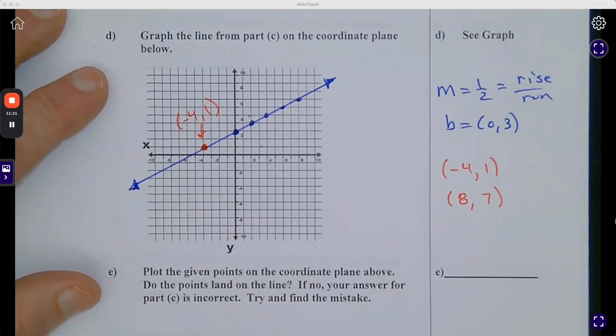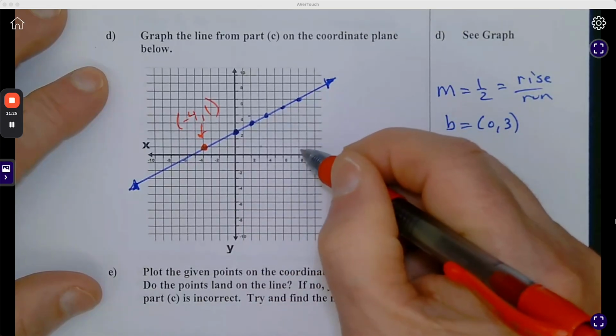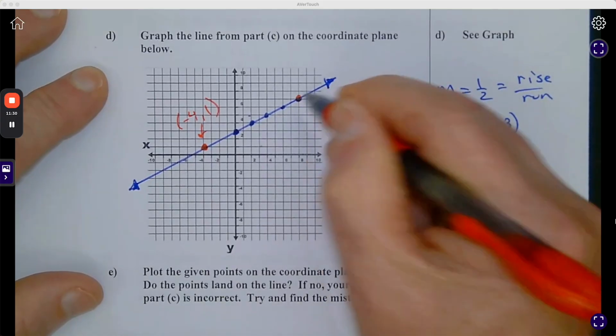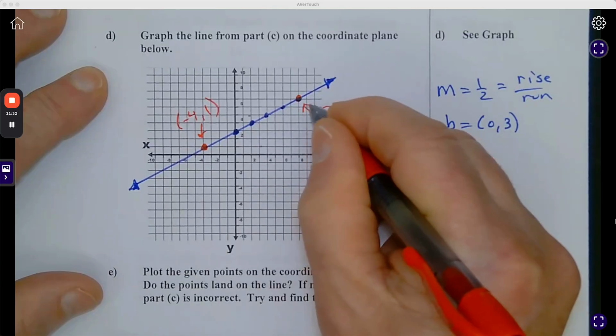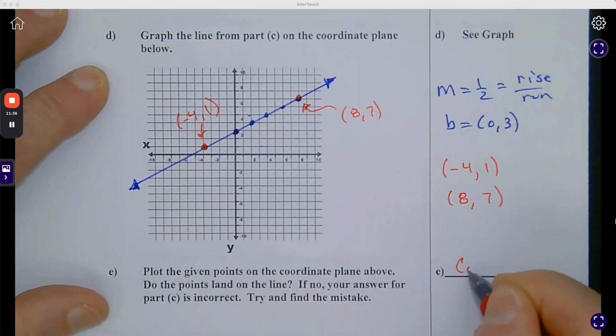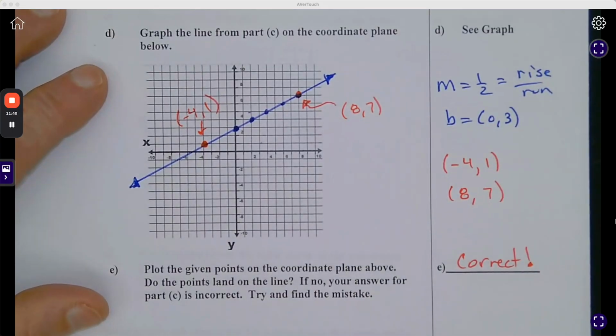All right, now I got 8, 7. So I'm going to go where x is 8, and then I'm going to go up to 7. 1, 2, 3, 4, 5, 6, 7. Let's go. That's awesome. That's 8, 7. And we can say that our line is correct. All right. Good job. Good job.